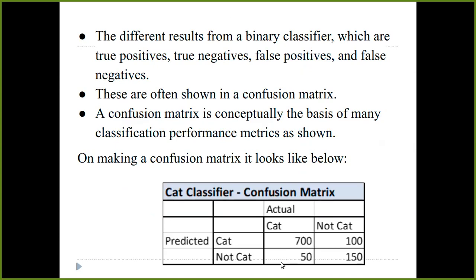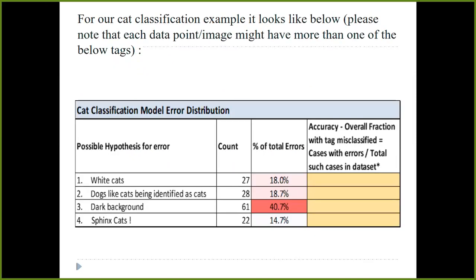So my 700 cats which are categorized as cats, and recall means 700 divided by the total number of cats. What your true values are, those will be taken here, and 700 divided by 750 will be the recall.